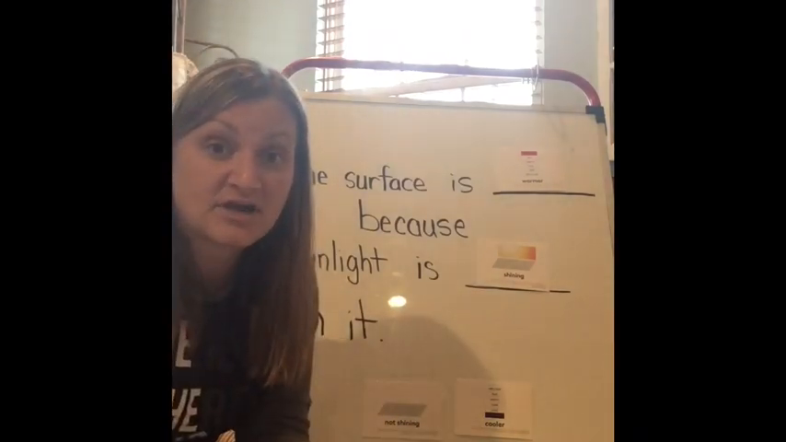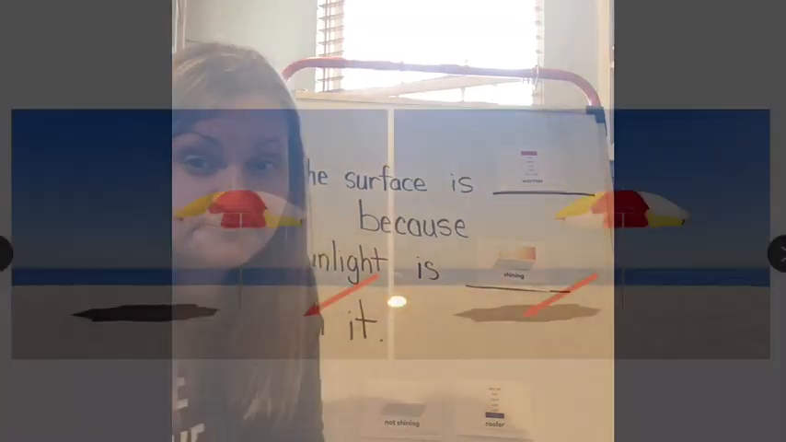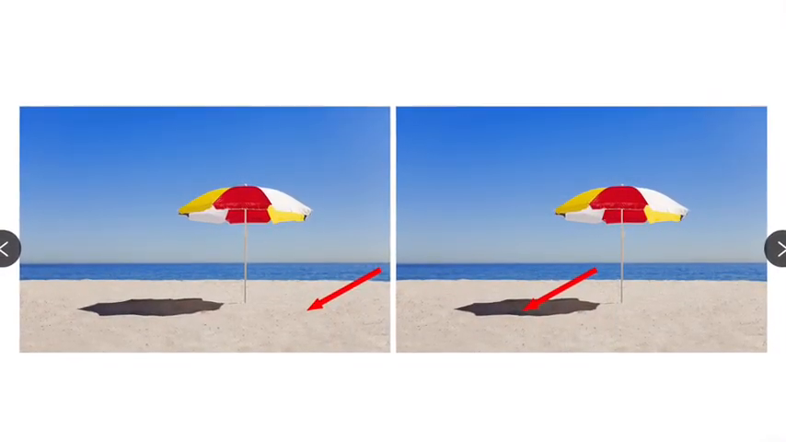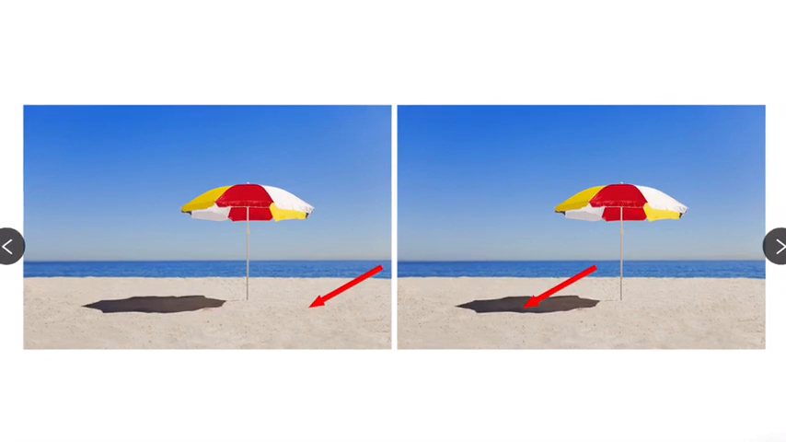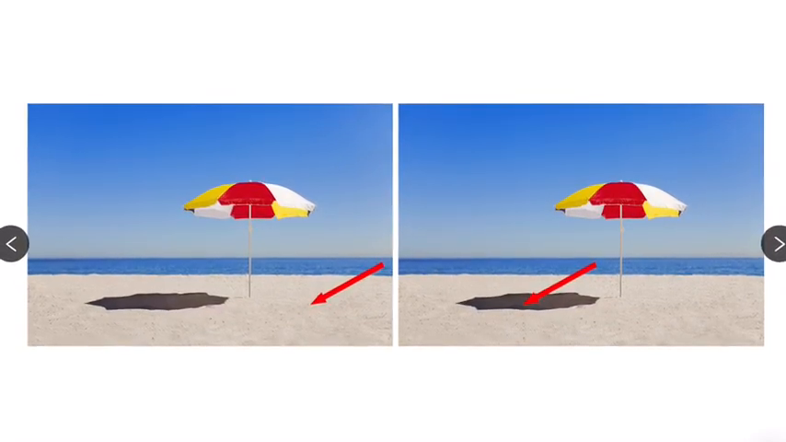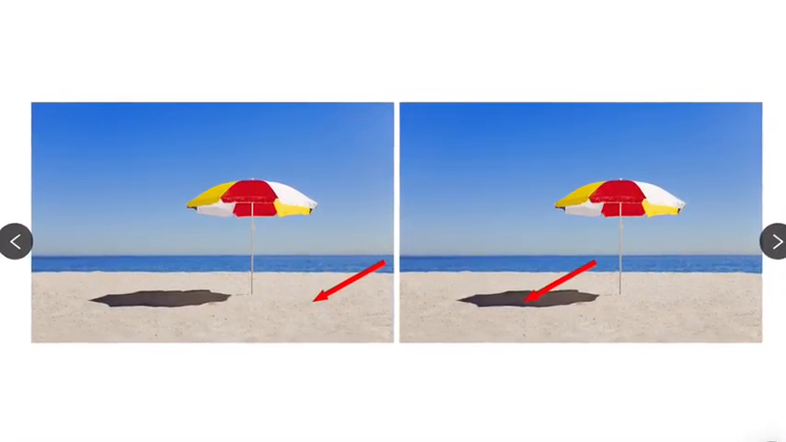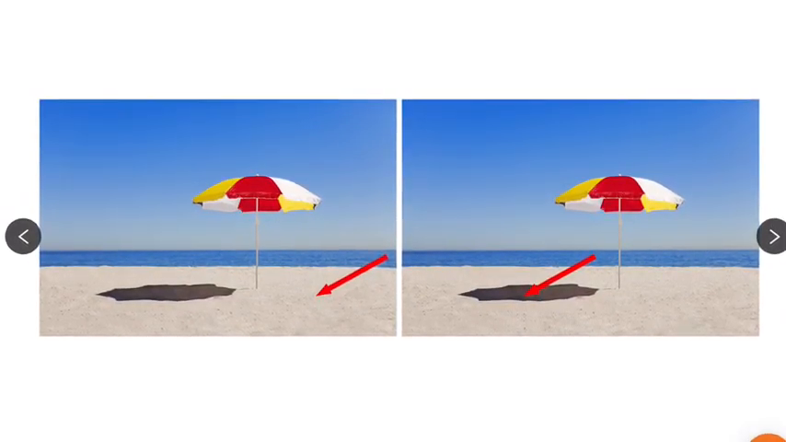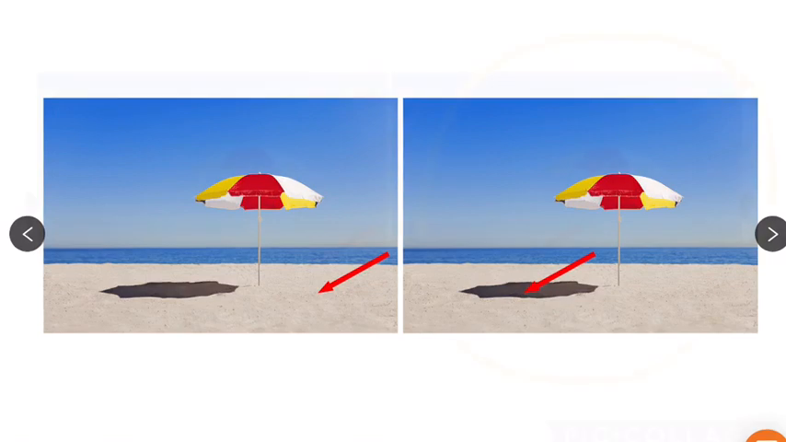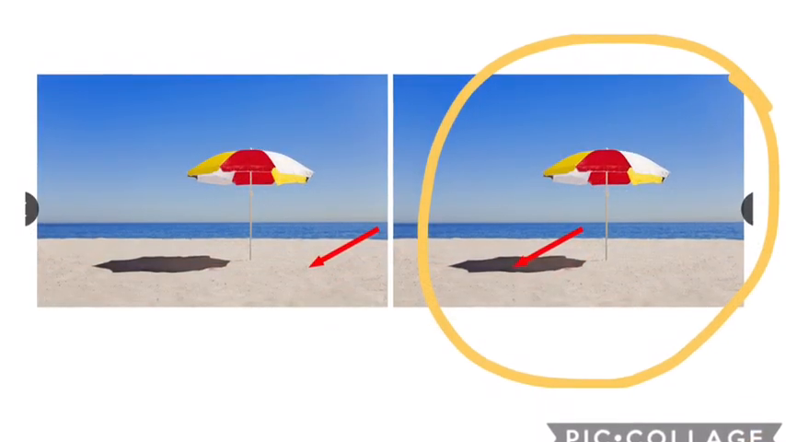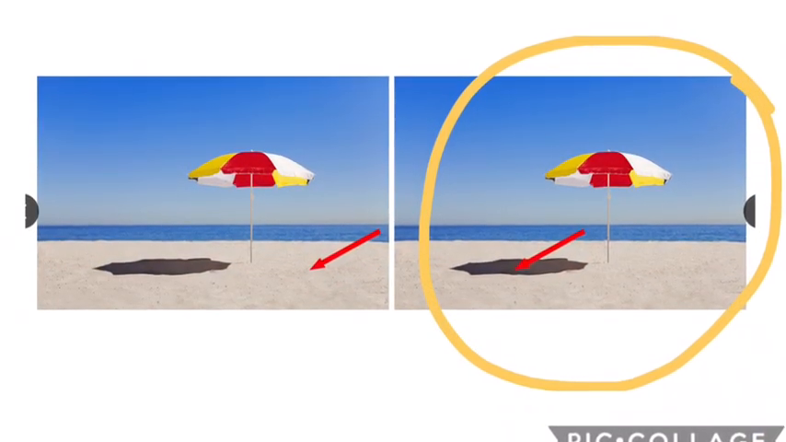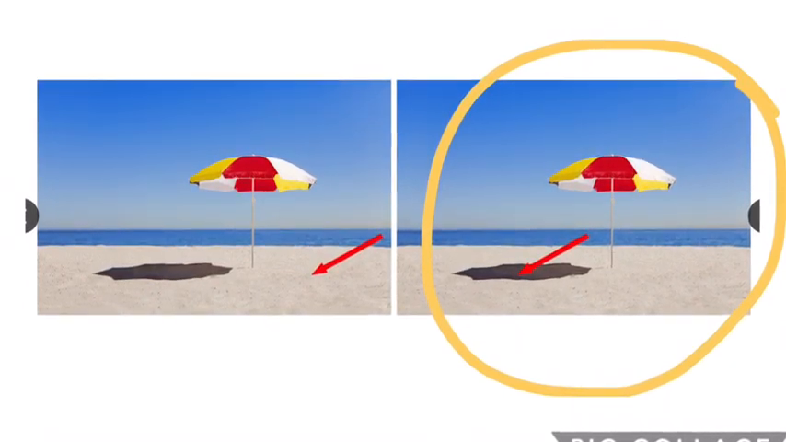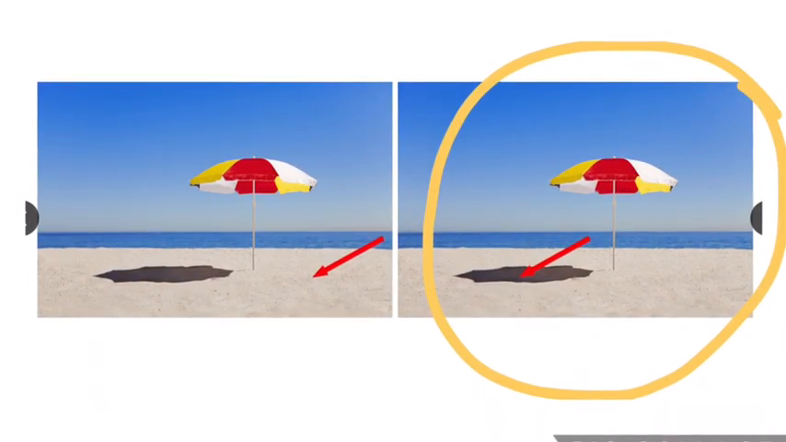Okay, so now we're going to look at our next picture. So here's our next picture. We have a nice beach picture. Which picture shows the arrow pointing to the cooler surface temperature? What do you think? Okay, if you were thinking like me, I was thinking about this picture, right? Because the umbrella is making a nice little shady spot on the sand.